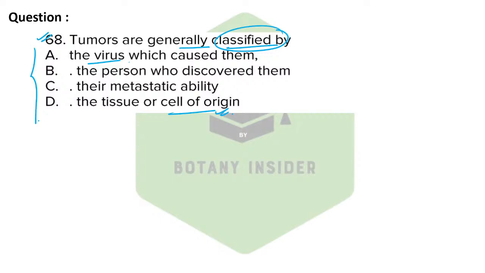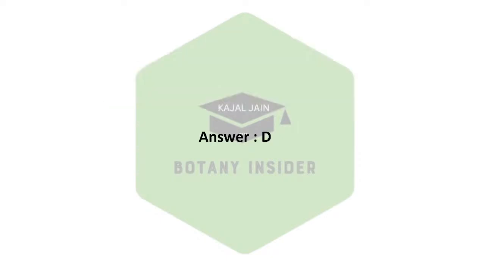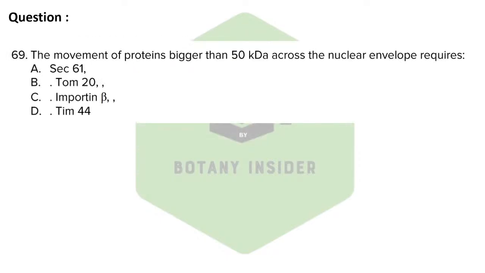Very good. Very, very simple question. Tumors are classified obviously based upon their tissue or the cell of origin. All other three options are not related to the way in which we classify them. So remember, we have the tumors getting classified based upon the tissue or their cell of origin. Remember this.